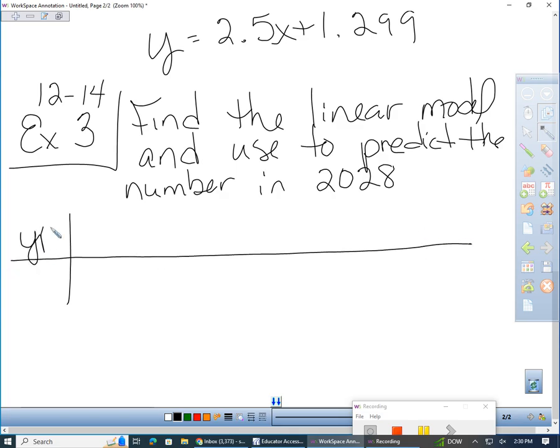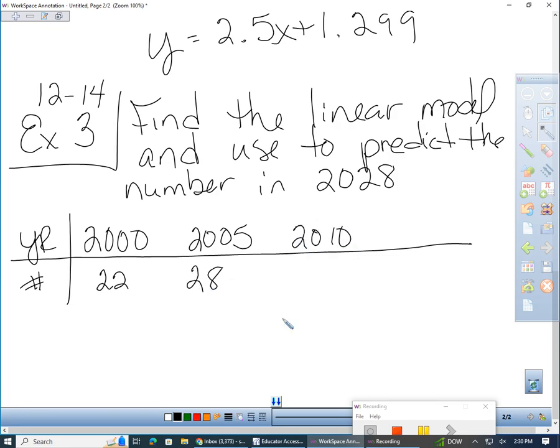Our year is up here. We got a number down here. Let's start with, in the year 2000, I'm going to say we have 22. In the year 2005, let's say we had 28. In the year 2010, we're going to say we have 31. In the year 2015, let's say we had 32. And we'll do the year 2020, we have 37.